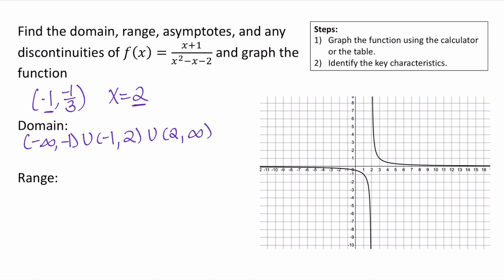So it's going to go here. It's going to stop at this hole. There's a hole that we can't see because this is from Desmos. And then it goes from here to here, and then it goes from here to here. So there's 3 pieces in the domain.